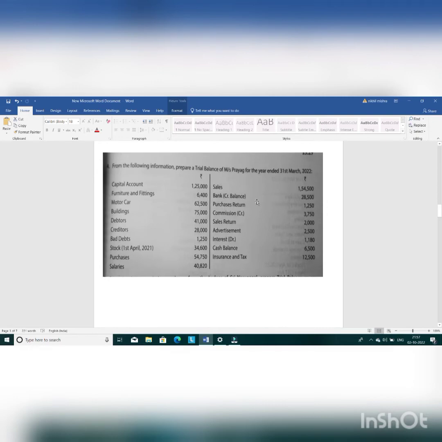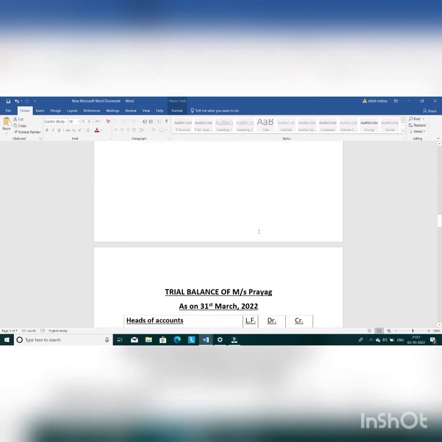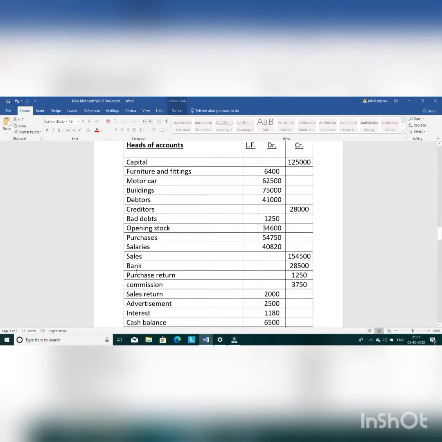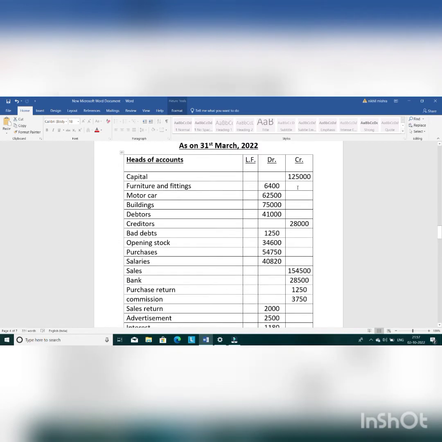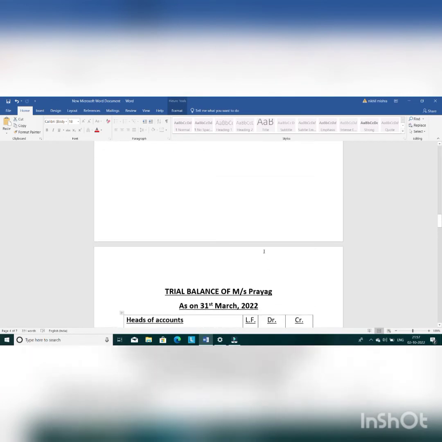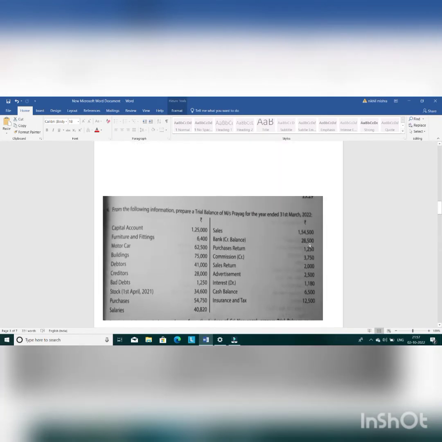Bank credit balance, okay, see here, bank credit balance we have shown on this side. Credit means that is bank overdraft. Credit means it is bank overdraft, you have taken excess amount of money from the bank which you have to repay, okay, it is a liability. Credit balance of bank is a liability, so we have shown it in the credit column.